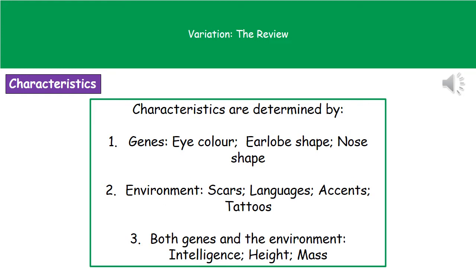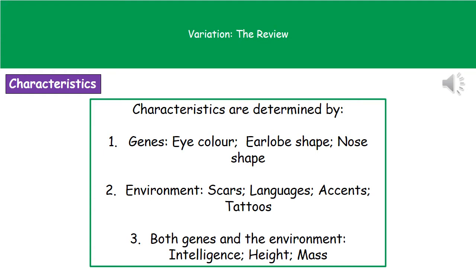So what we all have as individuals are a variety of different characteristics, and we need to understand what's actually going to determine what characteristics we show. So there are three things that will determine our characteristics. We've got the genes, so this is what we're going to inherit from our parents, and the examples of characteristics determined by genes would be eye colour, earlobe shape, nose shape, for example.